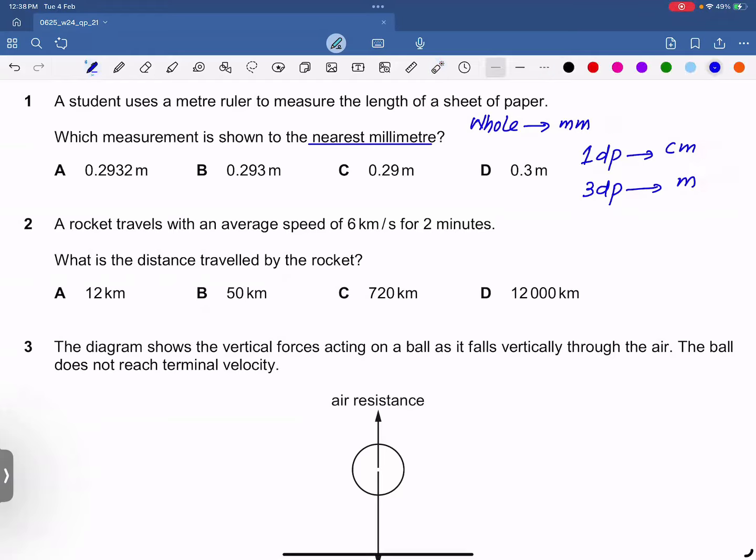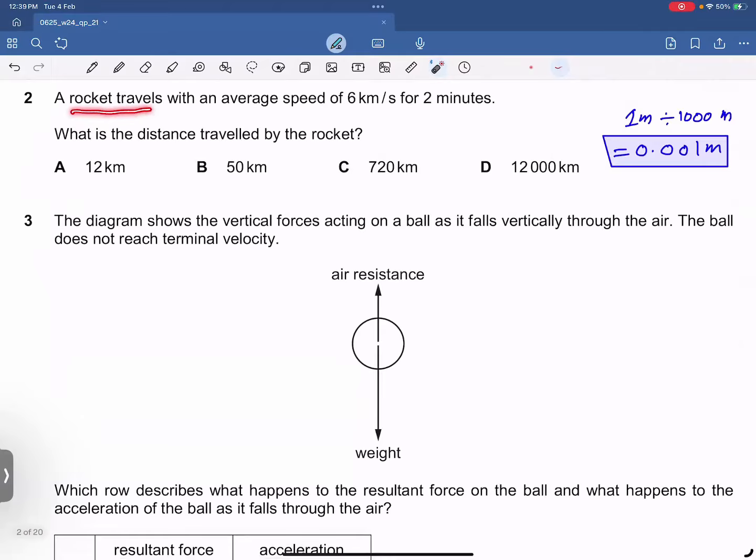Why? I will teach you. Because 1 millimeter, if you divide by 1000, it will change into meters, which is 0.001 meter. So nearest millimeter in meters has to be 3 decimal places. So the only value in meters which is 3 decimal places is option B. Let's go to question number 2.